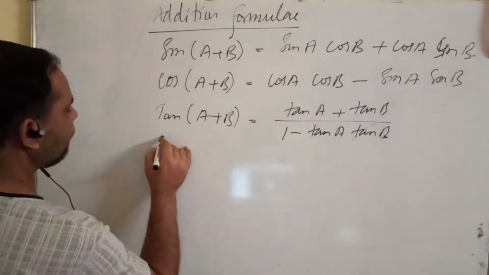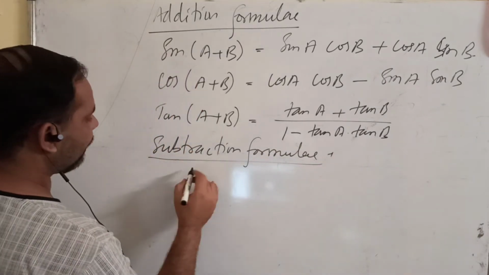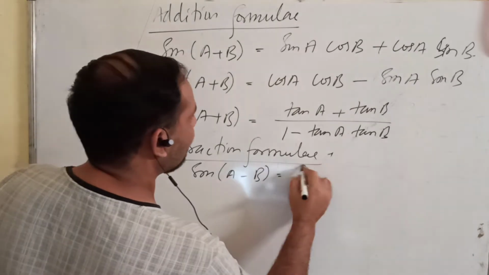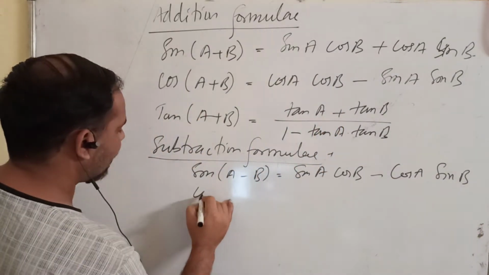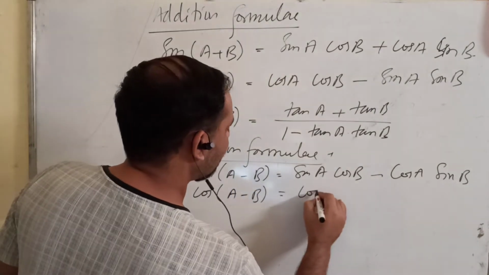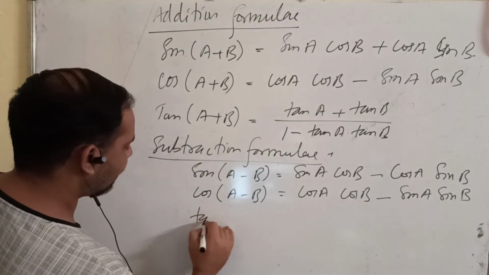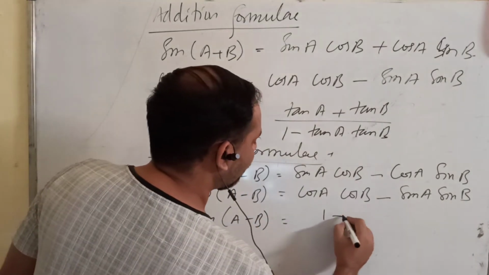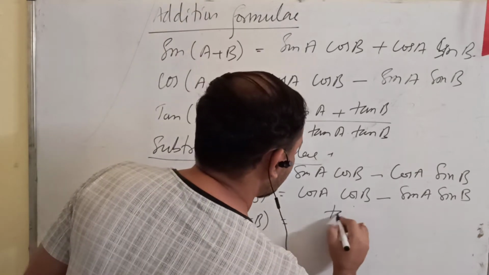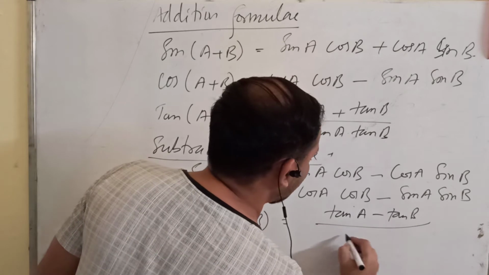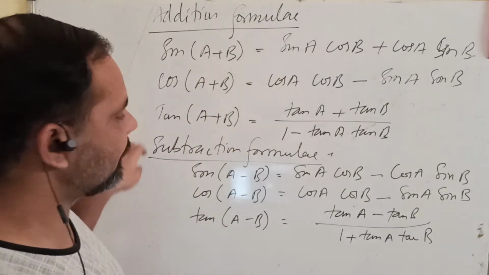Then let me write first the subtraction formula also. Subtraction formula: sine A minus B is equal to sine A cos B minus cos A sine B. Then cos A minus B is equal to cos A cos B plus sine A sine B, and tan A minus B is equal to tan A minus tan B upon 1 plus tan A tan B. So these are your addition and subtraction formulas.